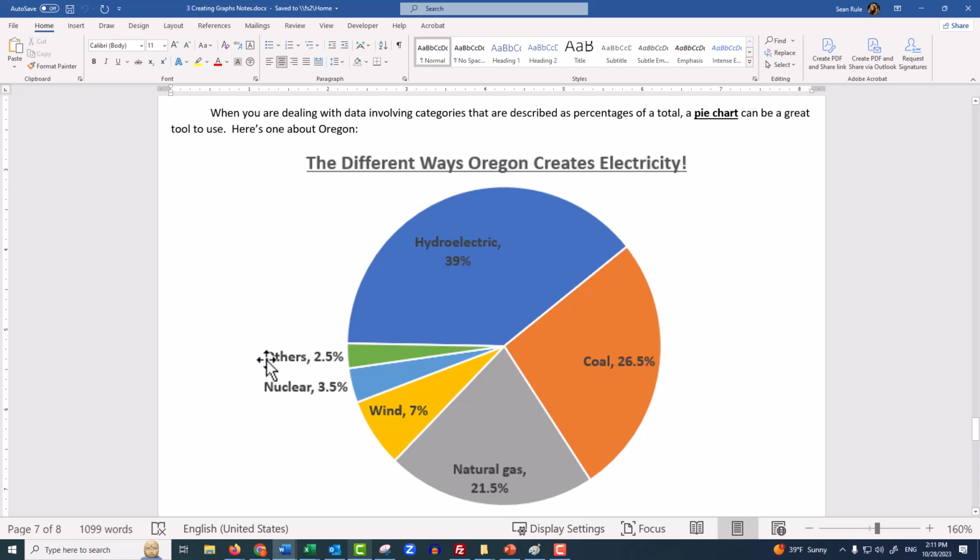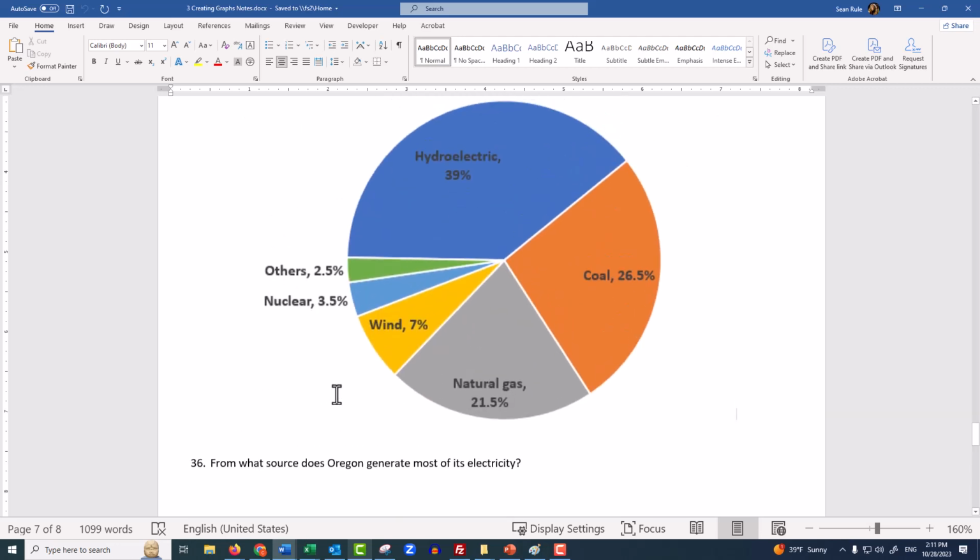And then others. Others could be anything from biomass. Sometimes they harness the heat that is given off at like a dump site. Geothermal. You can sink a well super far down, and the further down you get, the warmer it gets. And if you get down far enough, and it gets warm enough, you can turn turbines that way, and that's actually pretty good around a volcanic area like Oregon has. So there you go. Let's use this pie chart to talk.